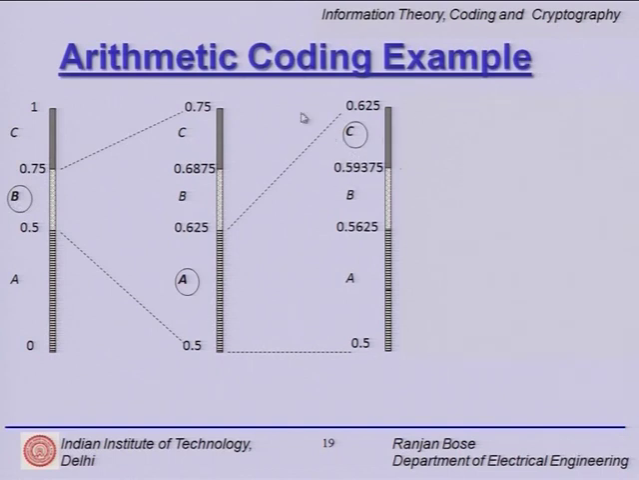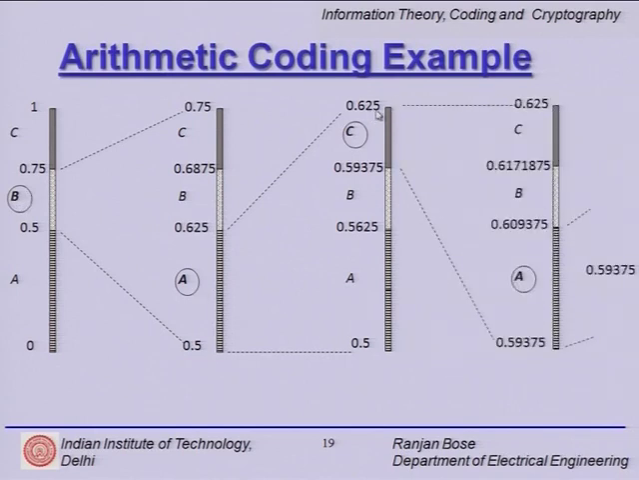Next comes C. I have already encoded B, A, and now go to C, and it is the same mechanical process. I stretch it out to 0.625 as the top and 0.59375 as the bottom, and when A comes in, again I get the middle point, and you get the feeling, right? So this is the way to go about doing this arithmetic coding.